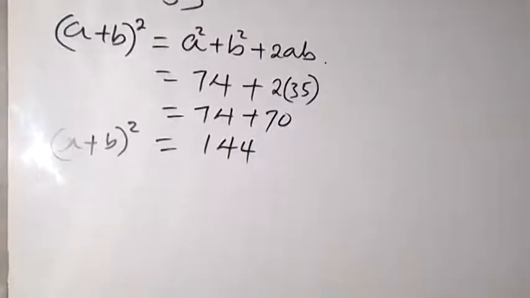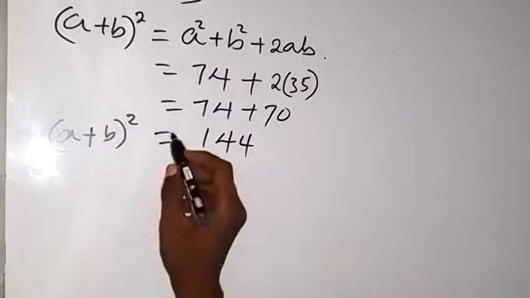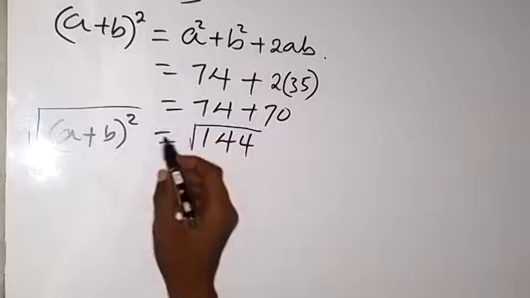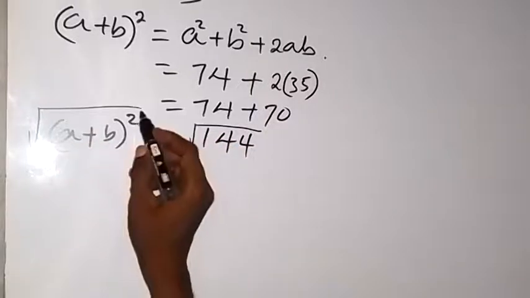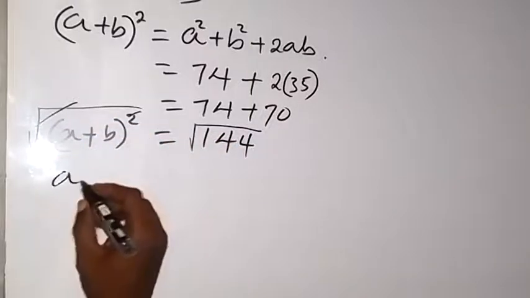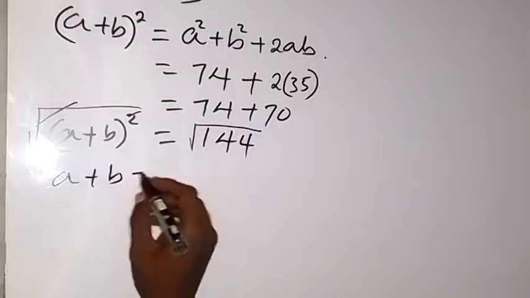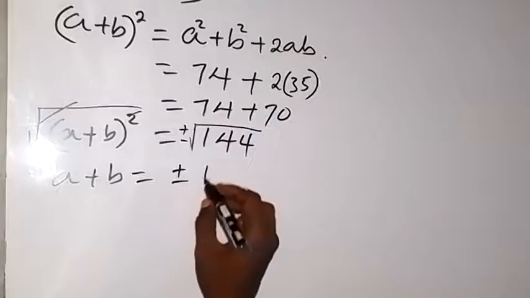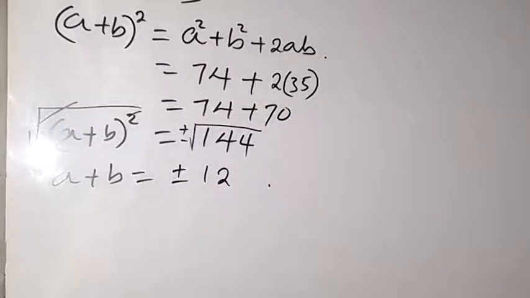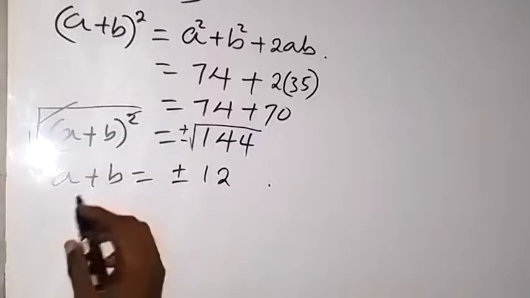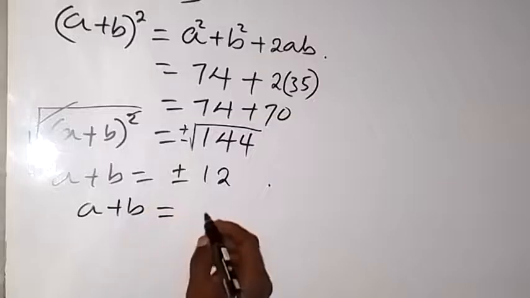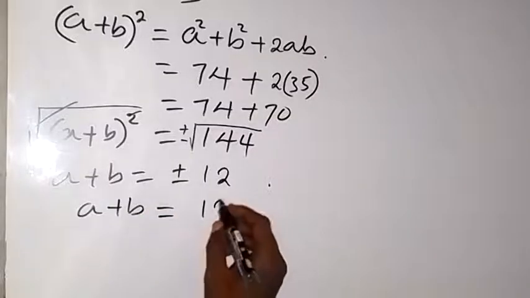Now we can get the value of a plus b from here just by taking the square root on both sides. The square root cancels the square here. We are left with a plus b, and we have the square root of this, plus or minus, so we have plus or minus 12. In this case we are interested in the positive integer values of a plus b, so we reject the negative. We have a plus b equal to 12.